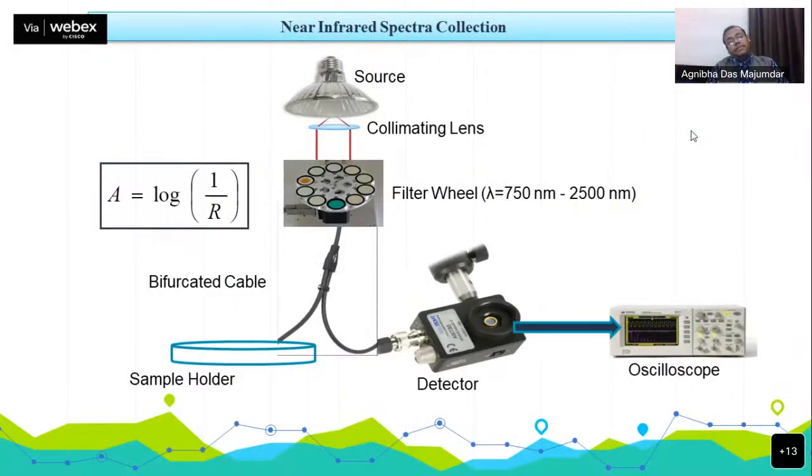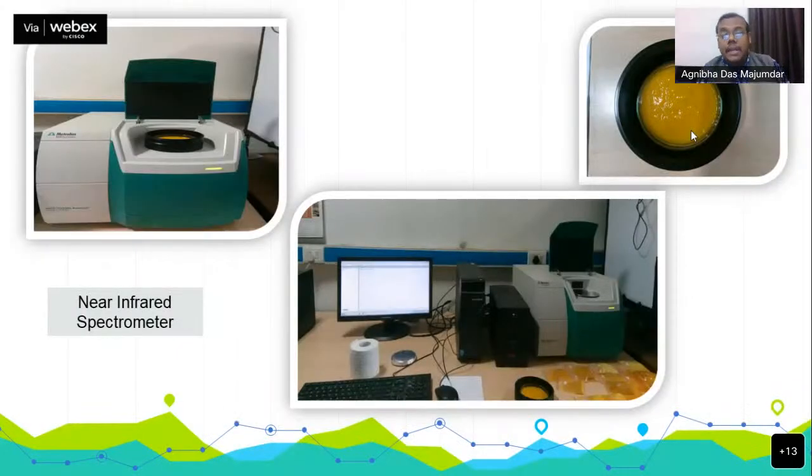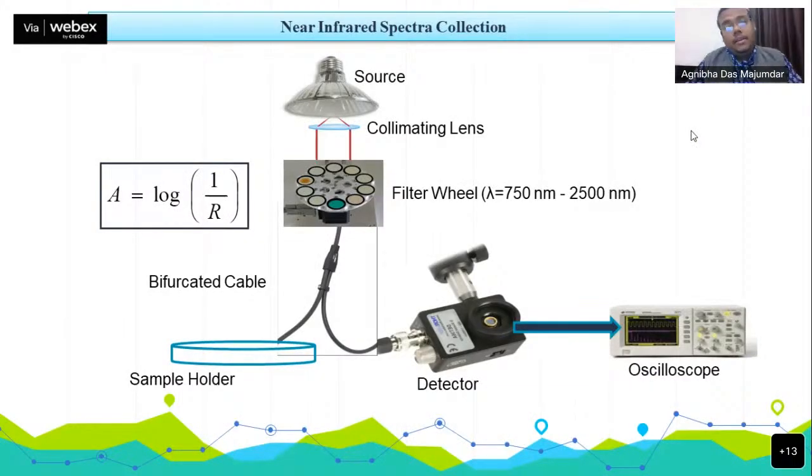Now I'm giving you a brief overview of the different parts. This is an integrated part of the spectrometer instrument. There are five different parts in that instrument. First is the source. The source is the most important part, because without an NIR source we cannot have any kind of spectra.